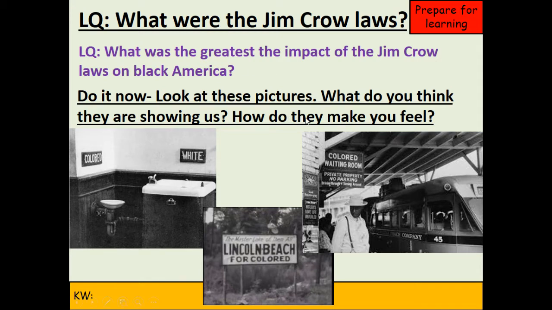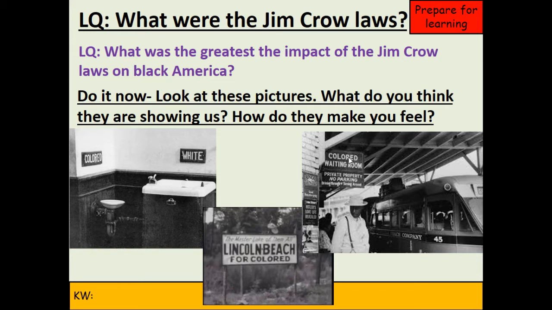You can see here that we have got a coloured waiting room. So at a train station or waiting for a bus, people would have been segregated. So white people would have been separated from Black people and from Asians and from other nationalities. Also, we've got here Lincoln Beach, which was for coloured people. So even on the beach, people would have been separated.